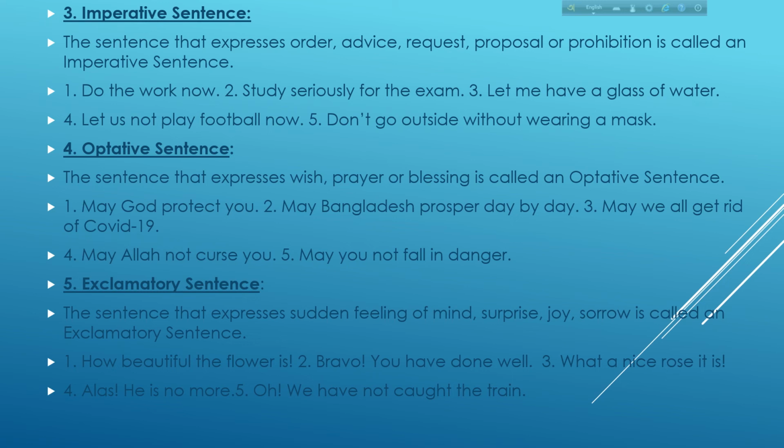Last one is the exclamatory sentence. The sentence that expresses sudden feeling of mind, surprise, joy, sorrow is called an exclamatory sentence. How beautiful the flower is. Here the exclamation comes last. Bravo. Here, after Bravo, the exclamation word, that is joy. Bravo, after Bravo, the exclamation sign.